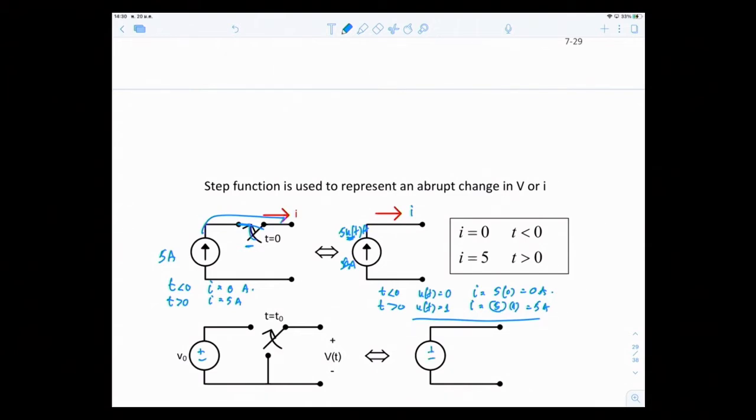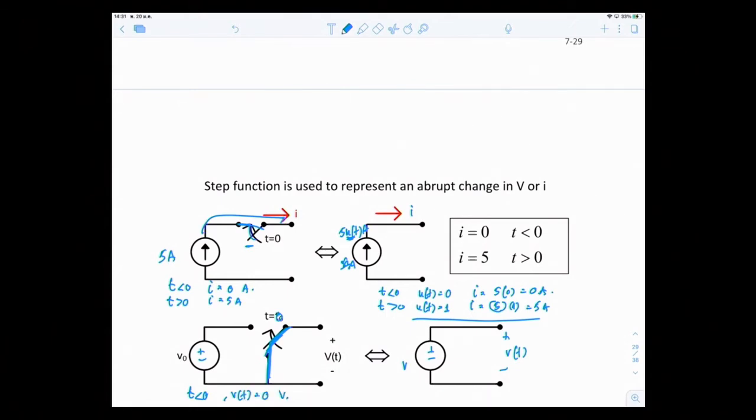Voltage source. Okay, so let's see. The switch changes positions, right? For t less than 0, let's say 0, easier to understand. For t less than 0, the switch is in this position, so therefore your V of t is equal to 0 volts.